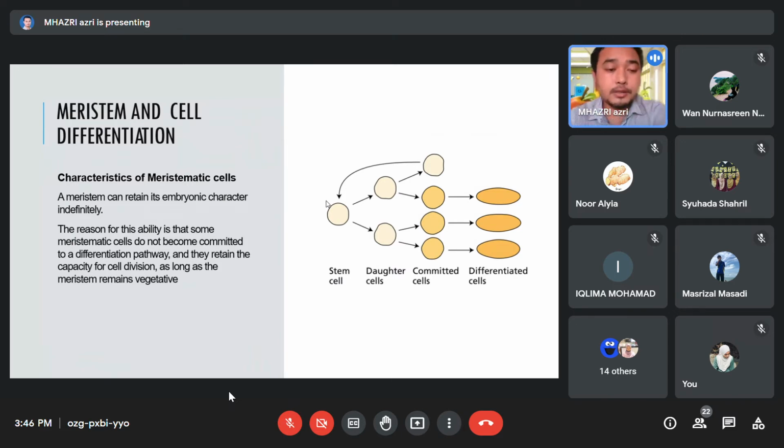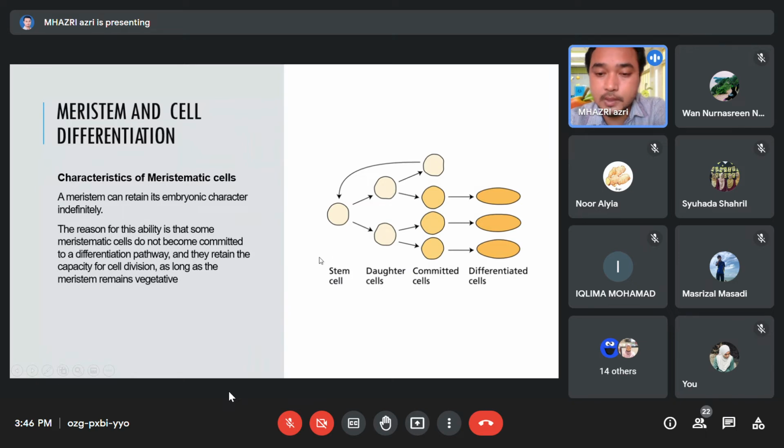So meristematic tissues in plants can retain their embryogenic characteristics indefinitely. The reason for this ability is that some meristematic cells do not become committed to a differentiation pathway, and they retain the capacity for cell division as long as the meristem remains vegetative. So these are the stem cells, or meristematic cells, in plants.